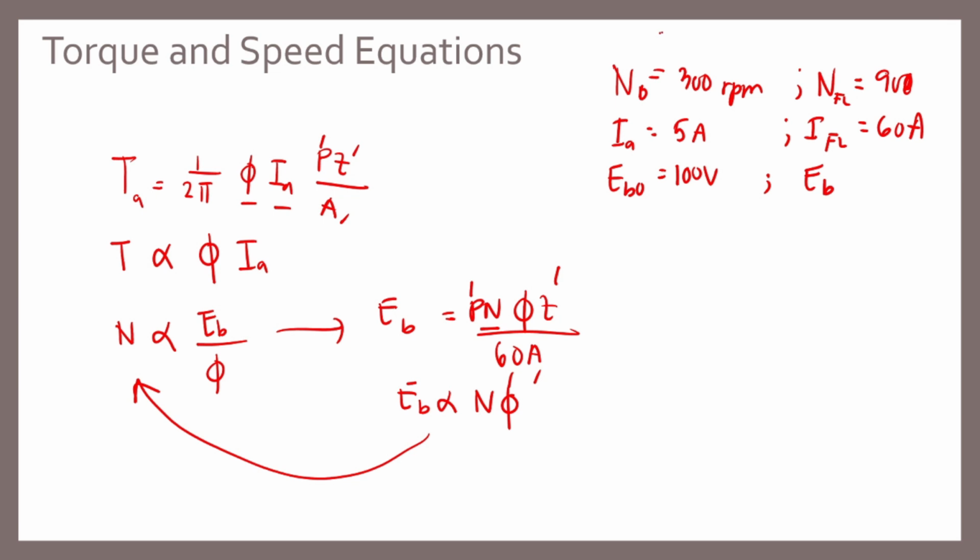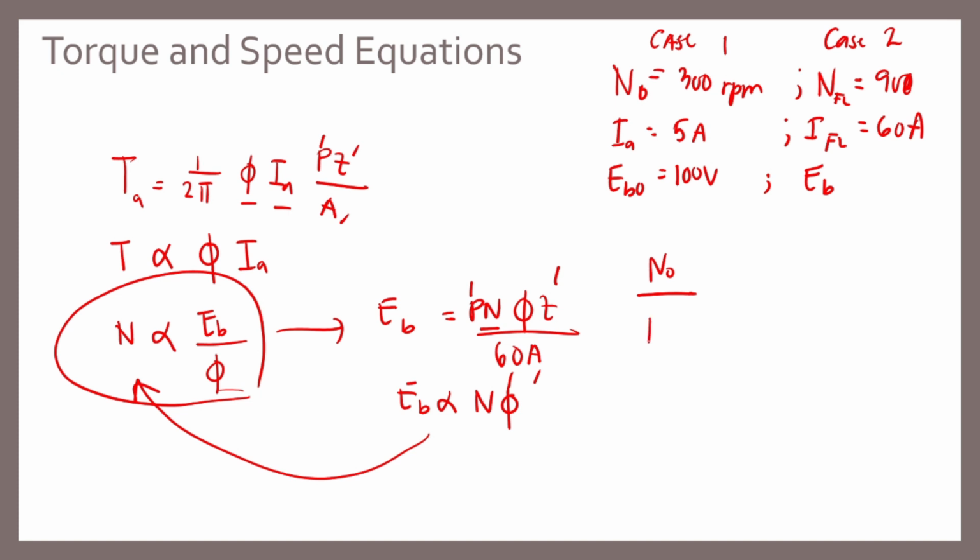This is Case 1, the same machine but with different values. That's why we can use this relationship, by ratio and proportion. So N sub O over N sub FL is equal to EB sub O divided by EB at full load, since it is directly proportional. Then multiply by the current. Since it is inversely proportional, IA sub O should be at the bottom, and IA at full load on top.